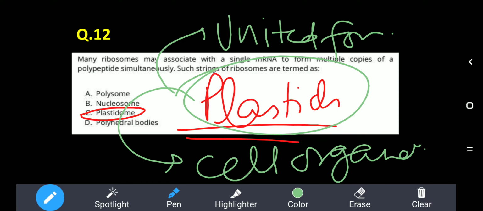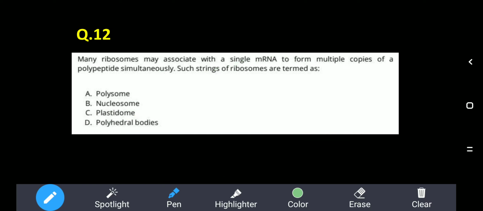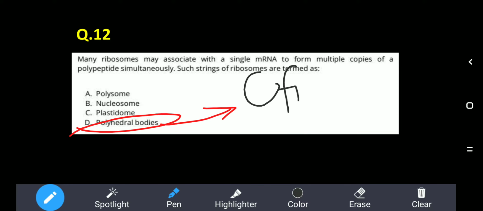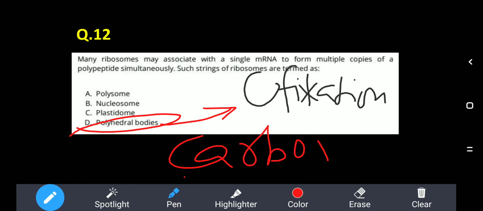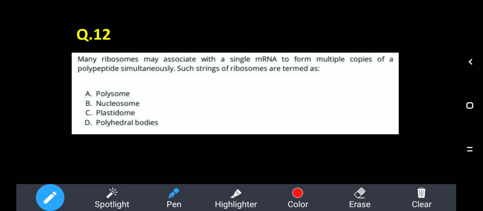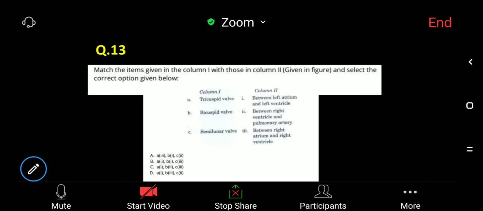And the last one is polyhedral bodies. When we look at them, these organelles are involved in carbon dioxide, or rather carbon fixation. As it is involved in carbon fixation, it is called carboxysome. So the other name for polyhedral bodies is carboxysome. Okay, let us move on to the next question here.